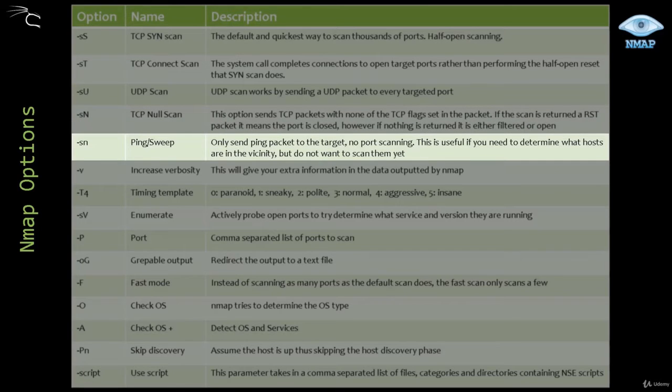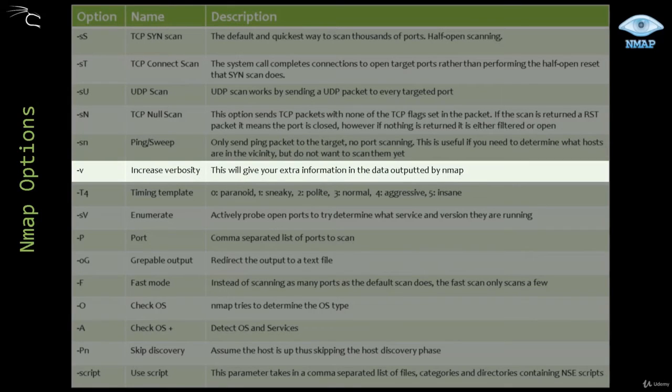The -sn option stands for pinging or sweeping the target. Here we are just pinging the target just to know if it's alive. If it is alive, we might take into consideration the next step of scanning them. So it's just probing the network without actually scanning. The -v option is to increase verbosity. This will give us extra information and progress information about our scan.